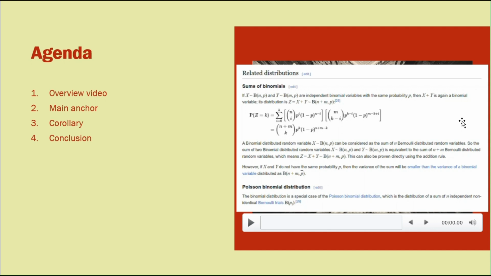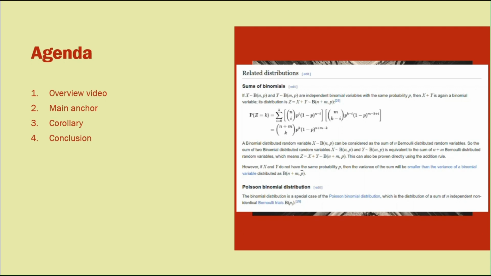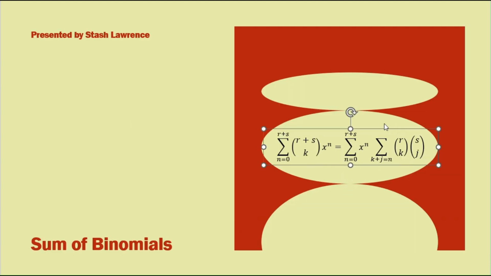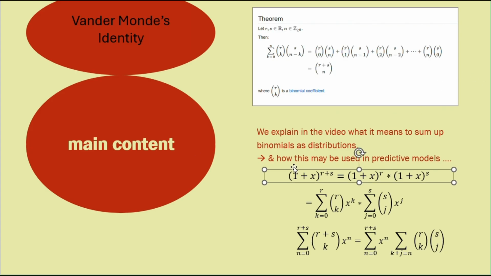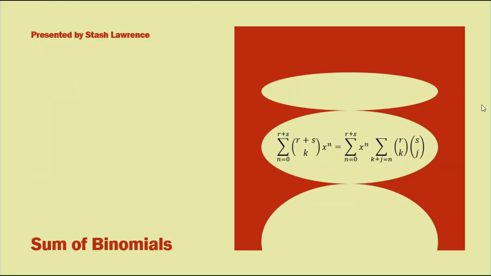Okay, so we explained this in this video over here. Of course, this here is the main theorem that we make use of, or this is the main rule that we make use of. It comes from the expansion of the identity over here, (1 plus x) to the power r plus s. So if you expand that using the binomial theorem, what you then get is this identity here, and this is our main identity that essentially proves that the sum of binomials is again a binomial. I should say sum of binomial distributions really.